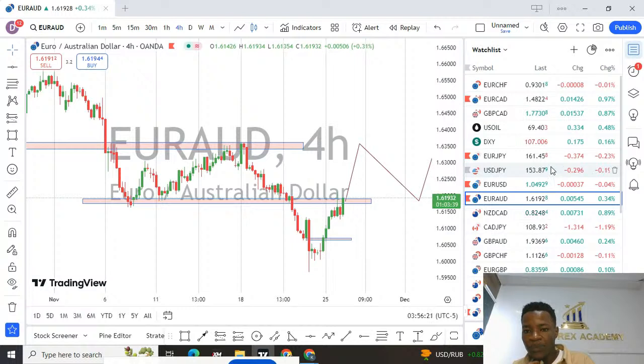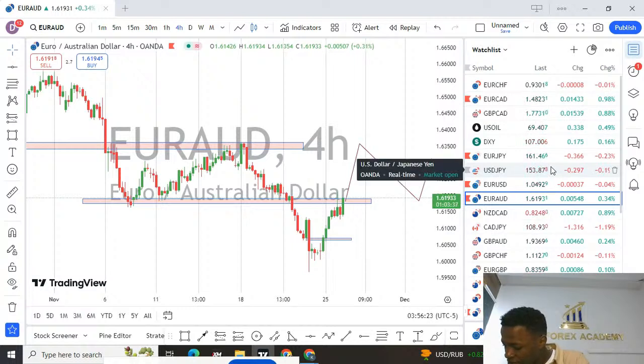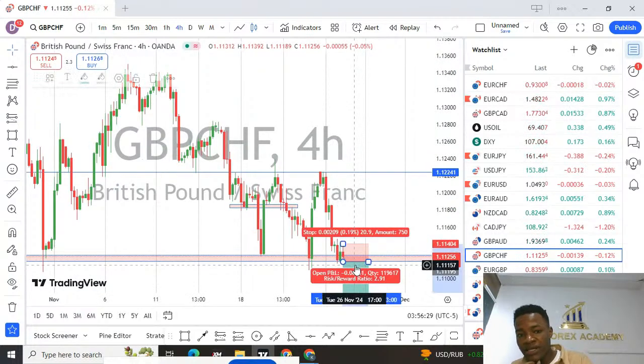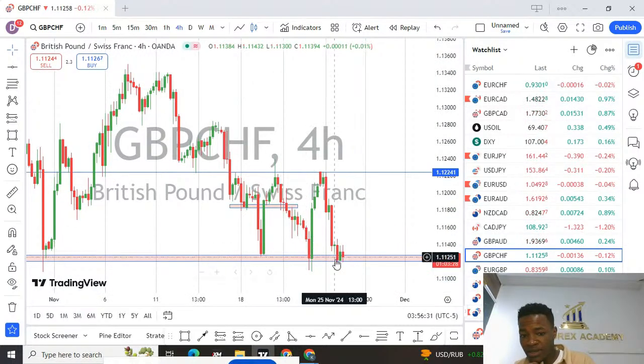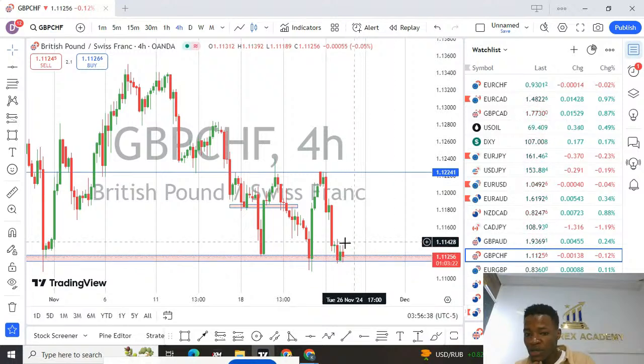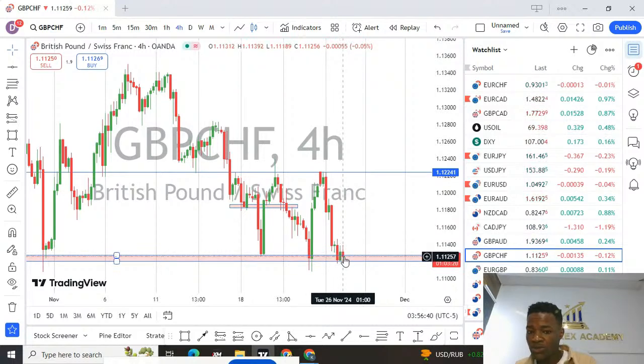Any other pair? GBP I set up, but you have to wait for the confirmation. I'm talking about closure. You can clearly see by the time it's closing, you can close with a green. So wait for it to close. If it closes fully, it is a clear indication for us to have an entry. So clearly mark my words: wait for the closure so you can have a clear indication of it.